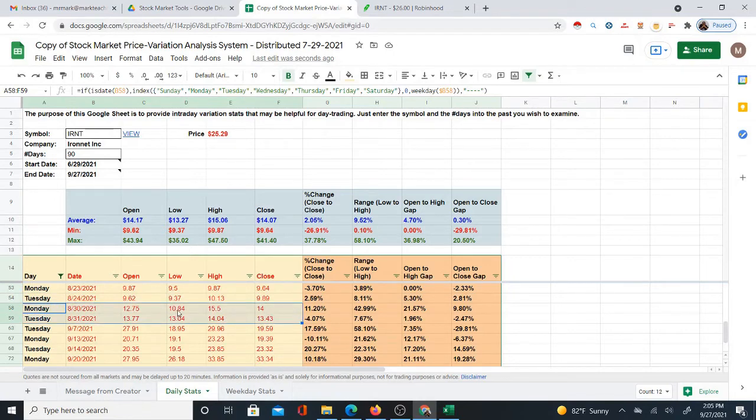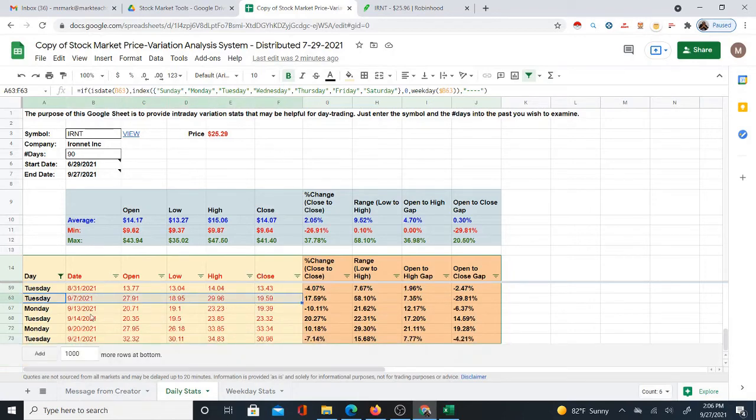and I'm seeing out here the open and the low increased, but I see that these went down. But you know, it's not going to happen every time. Here, there was no Monday here, so there's no Monday to compare to this Tuesday, unfortunately.